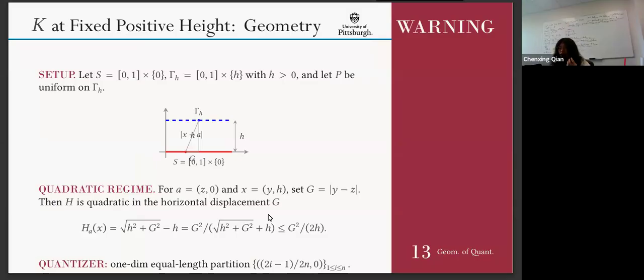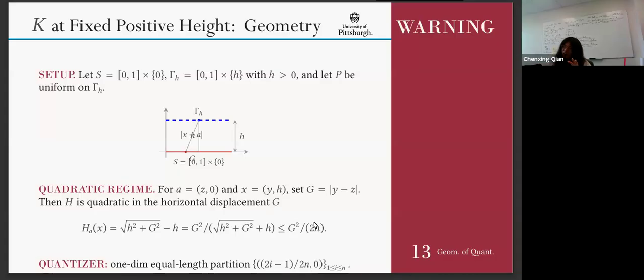And let's focus now on the calculation of the functions g and h here, and we can notice that h has an upper bound of g squared over 2h here. So the function h is quadratic in terms of the horizontal displacement of g.